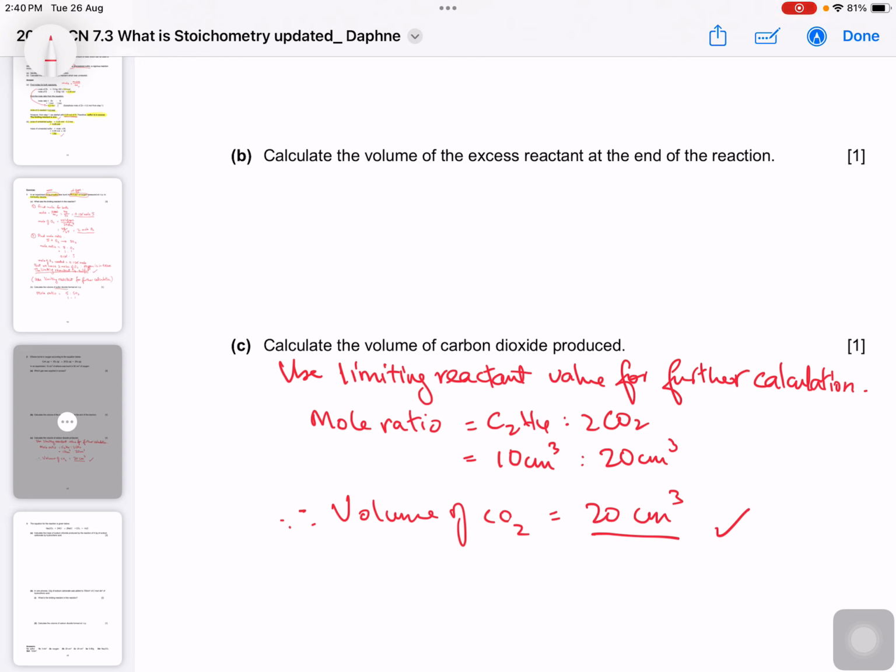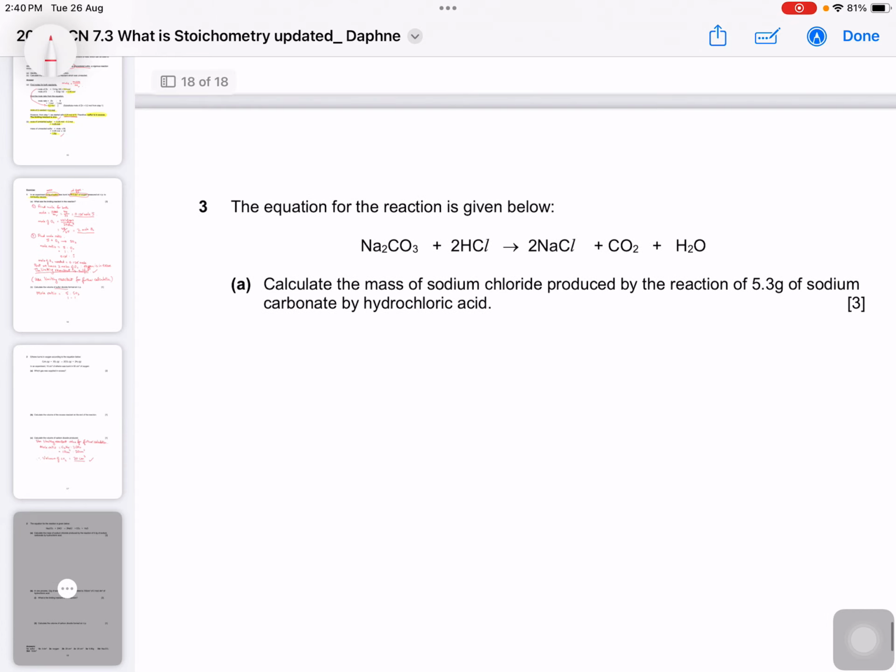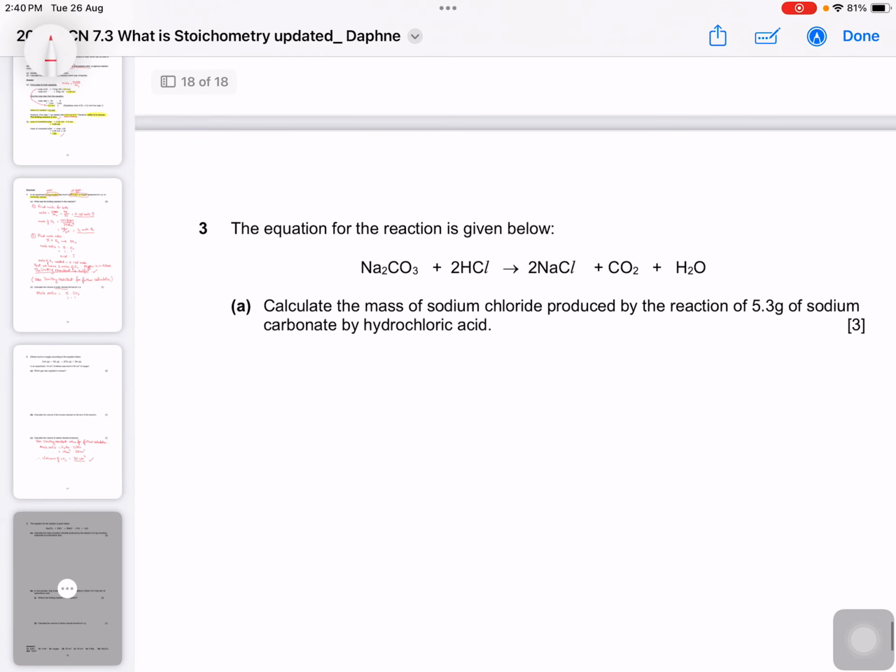Question 3. Alright, question 3 is the last question already. Do it yourself. Pause the video and attempt it yourself. Okay, this is the model answer.